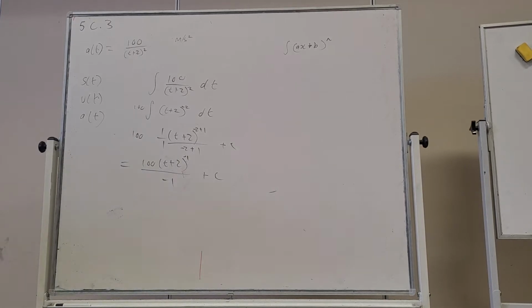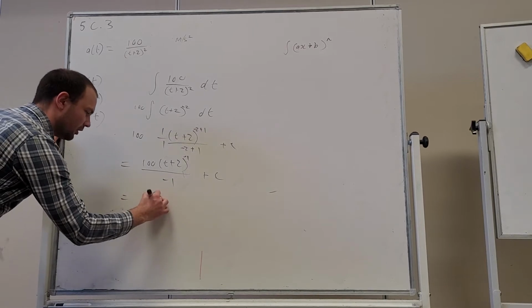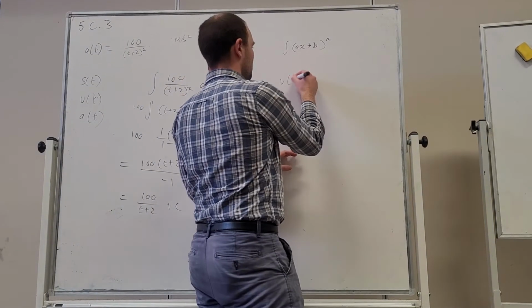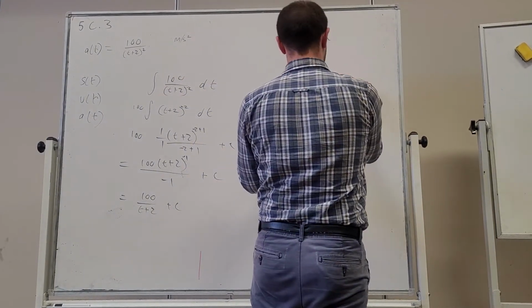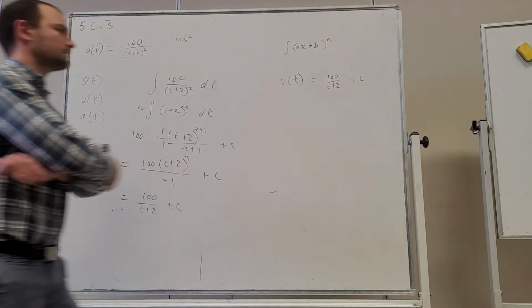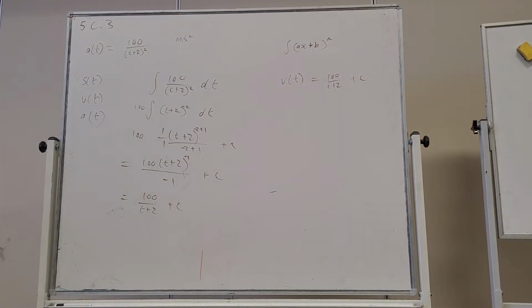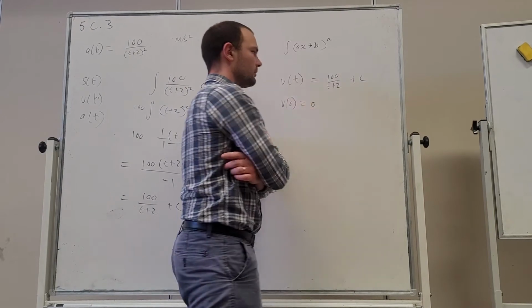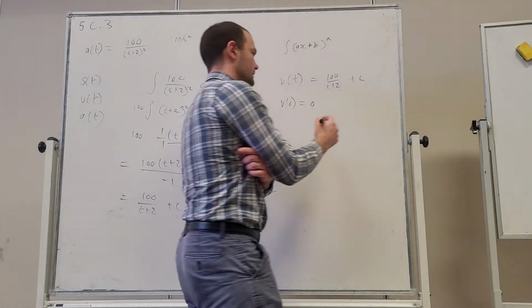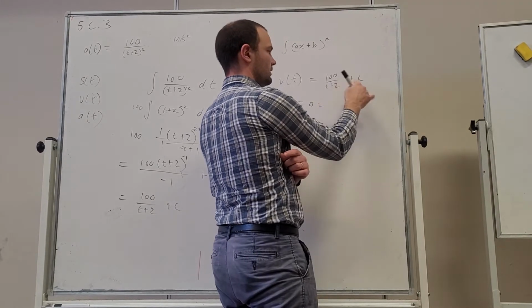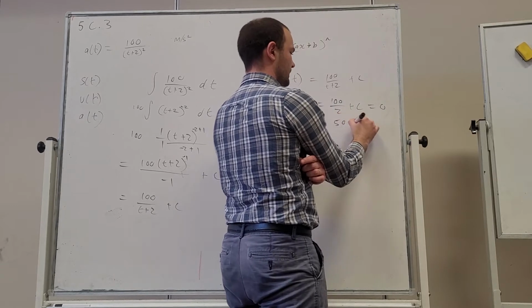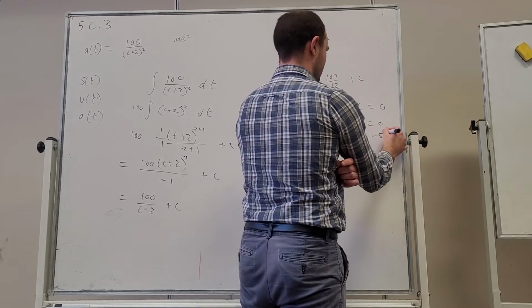All right. So then what does that look like? That's minus 100 on t plus 2, plus c, isn't it? That's our v of t function. And then we have v of 0. When time is 0, the velocity is 0. So that means when we put 0 into this equation, we'll have minus 100 on 2 plus c is 0. So minus 50 plus c is 0. So c is positive 50.